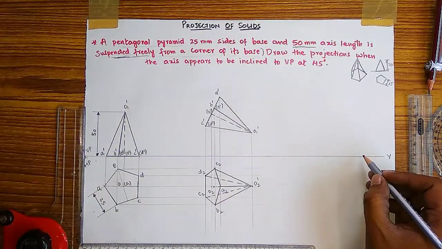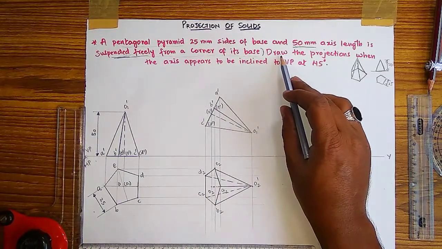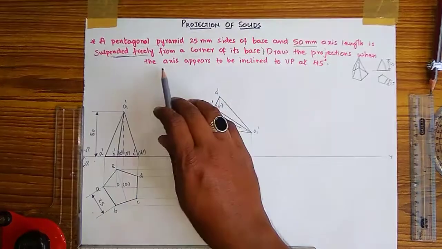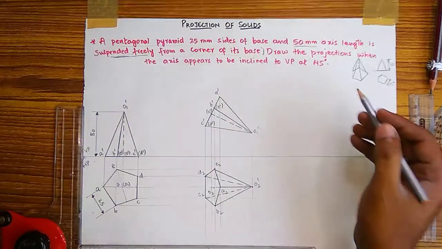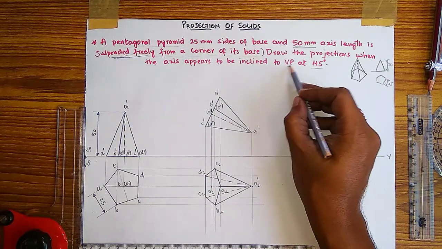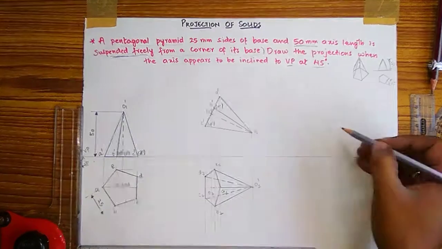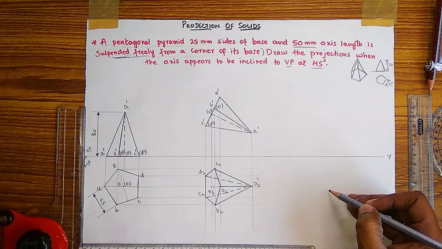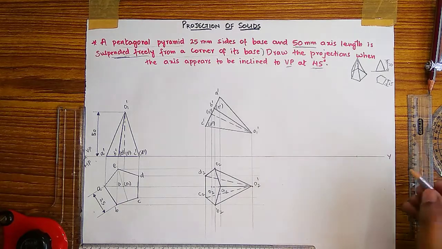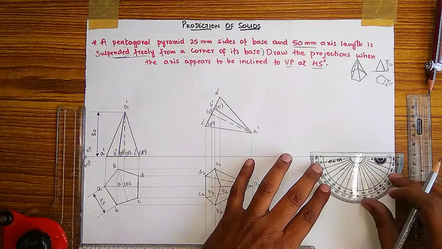Now for the third projection. What did he say in the question? Draw the projections when the axis appears to be inclined to VP at 45 degrees. This is the VP, this is the VP. So you have to draw that 45 degree angle to the VP. Here you have to take a point, and I am first taking the 45 degree angle.